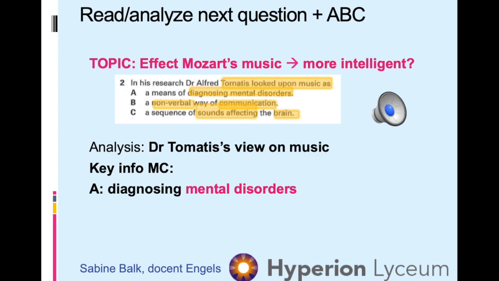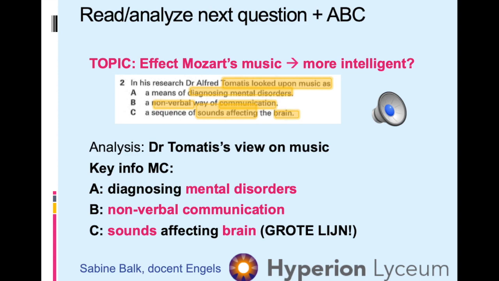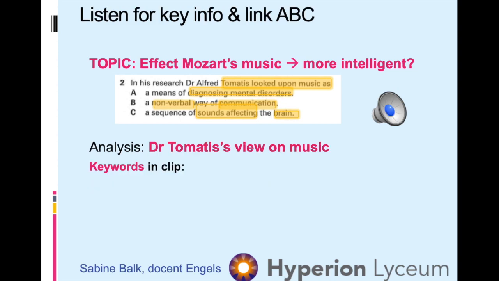Key info in the multiple choice: diagnosing mental disorders, non-verbal communication, sounds affecting the brain. And that rings a bell to me because sounds or music affecting the brain is the main gist of the test so far. Let's listen to it. And don't forget to take notes of keywords in the clip.